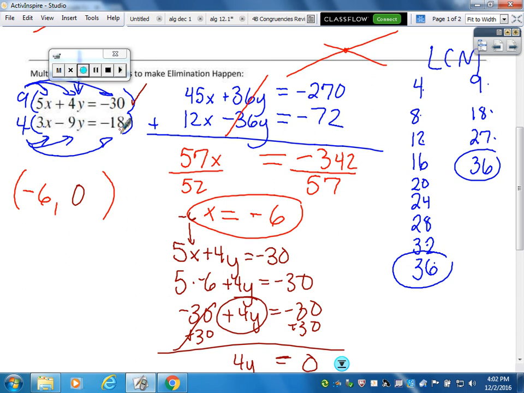Does that equal negative 18? And yes, it does. So we get 2 checks there, so we know this is the answer. Again, that was the point of intersection for those two equations. So let's try out a new problem.